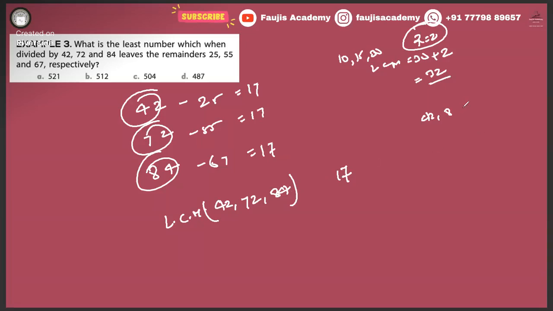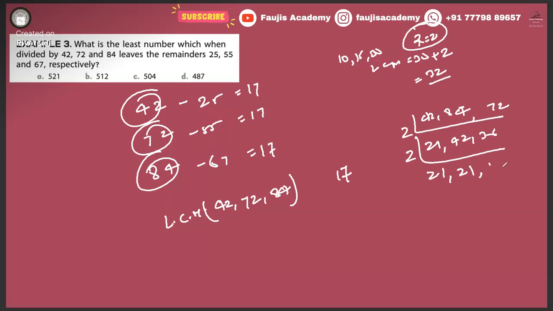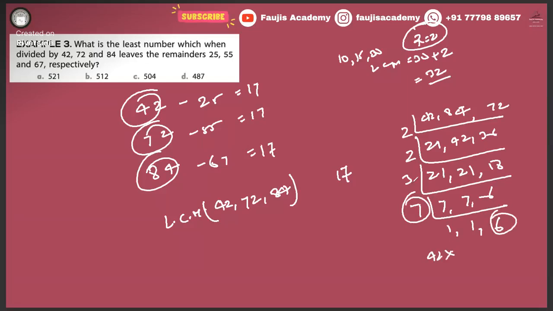Let's see what happens. 42, 84 and 72. Dividing by 2, 21, 42, 36. Then by 3, 7, 14, 12. The LCM is 42 into 12, 504. As my friend Varshini says, plus 17. So 504 plus 17 is 521.